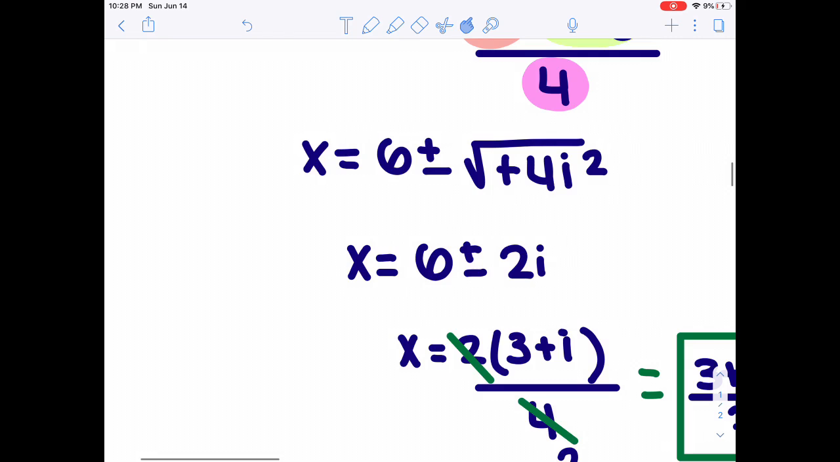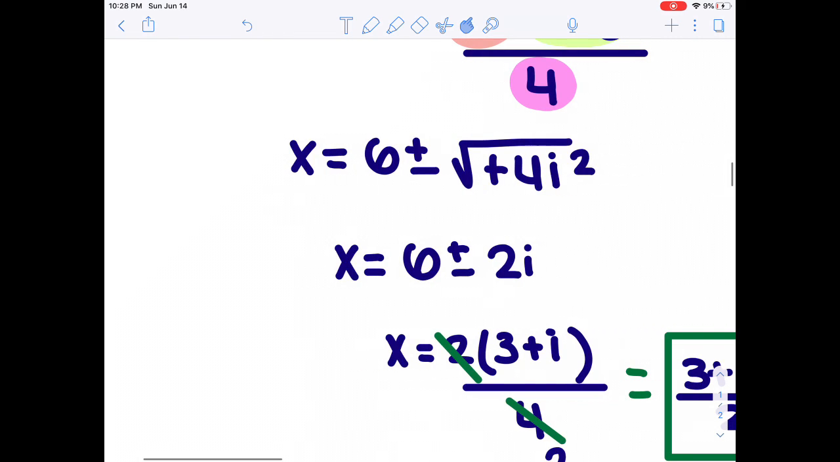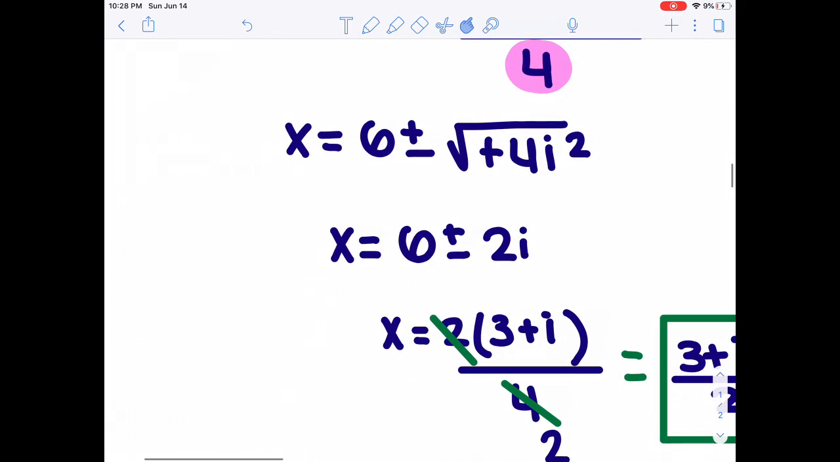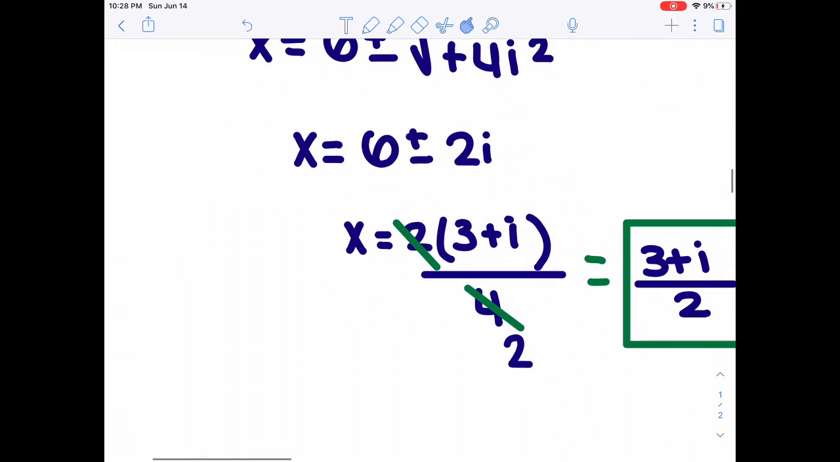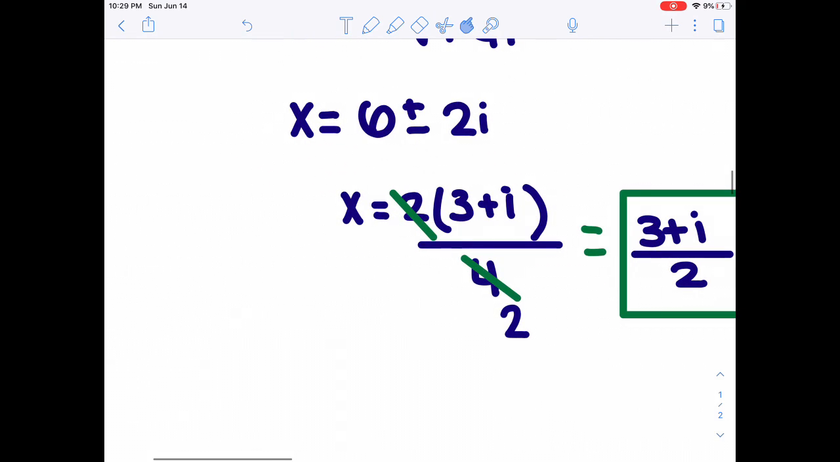Next, you have x equals 6 plus or minus the square root of 4i to the second power. Next, you have x equals 6 plus or minus 2i.